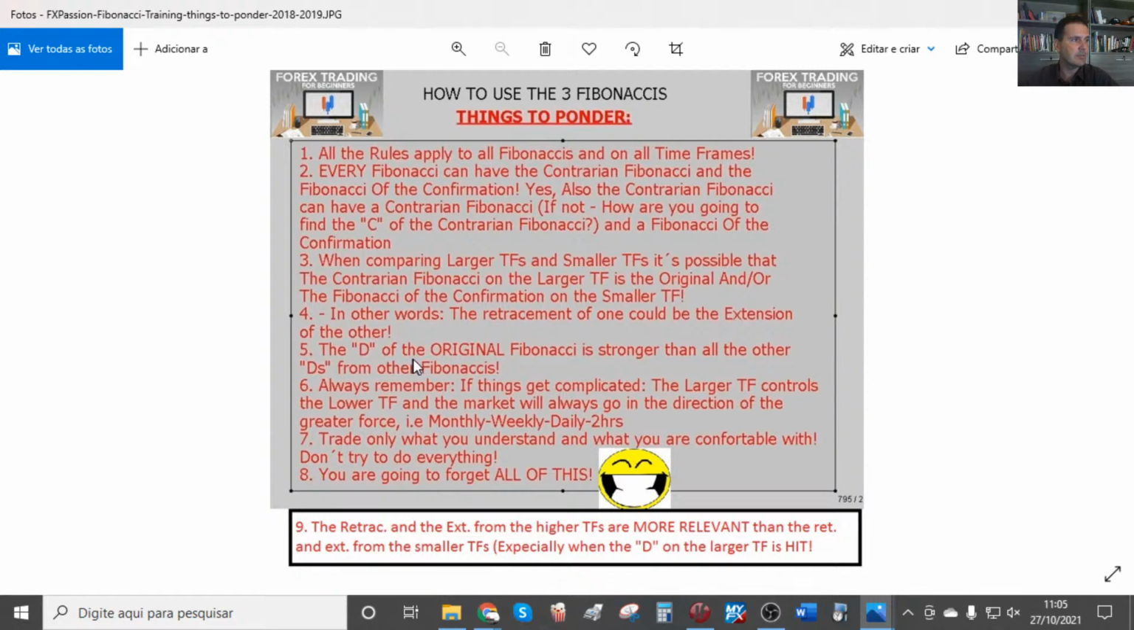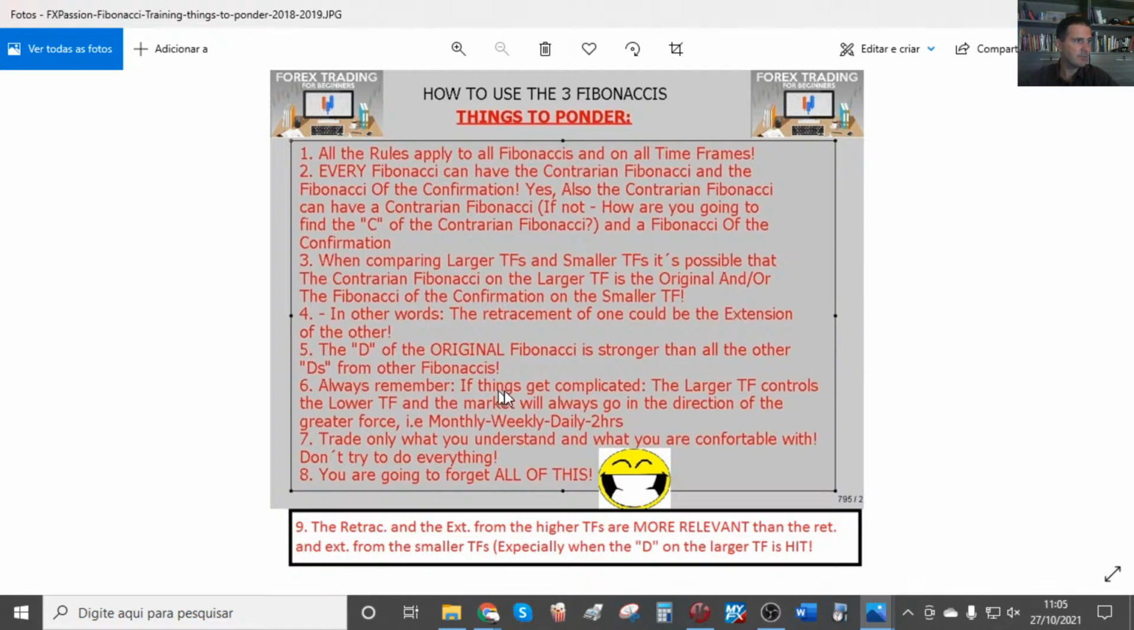Number 5, the D of the original Fibonacci is stronger than all the other Ds from other Fibonaccis. Talking about the take profit, right? The D of the original Fibonacci is stronger than all the other Ds from other Fibonaccis.